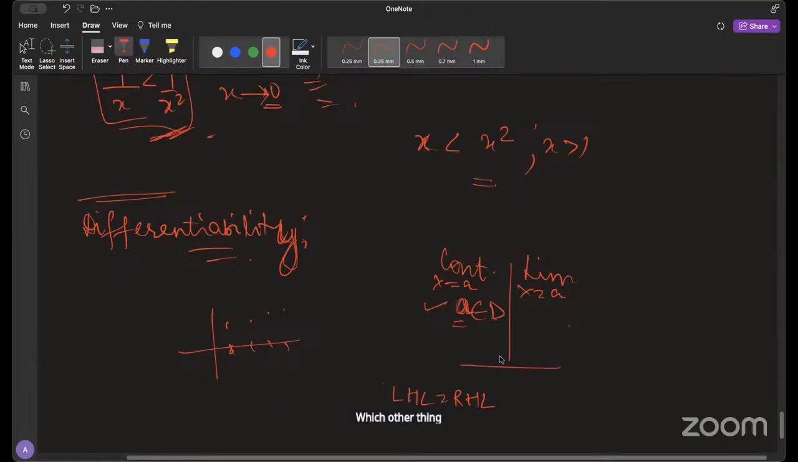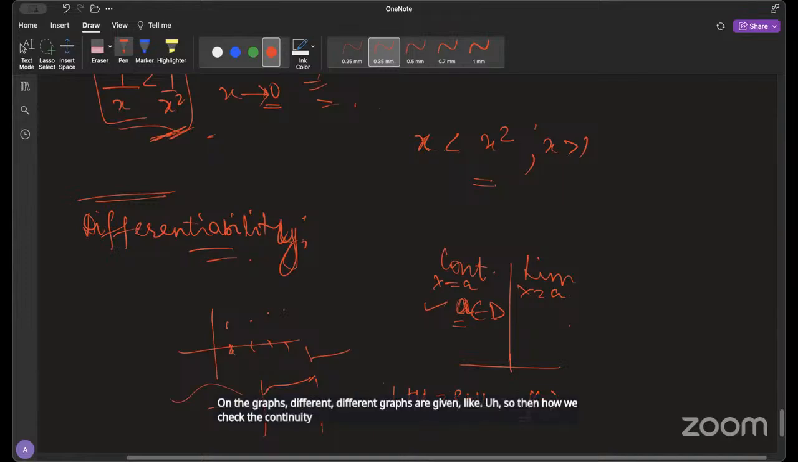Which other thing? Are you talking about continuity? Yes, ma'am. We want the left hand limit and right hand limit at a point to be equal. That's the definition of continuity at a point. What's your doubt? Ma'am, my doubt is when graphs are given. Okay, let's say you've been given this graph. Different graphs are given, so how do we check the continuity on such graphs?